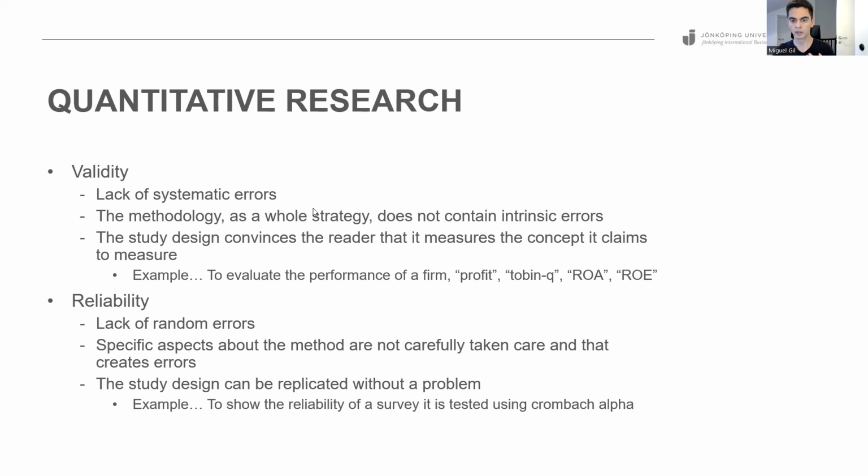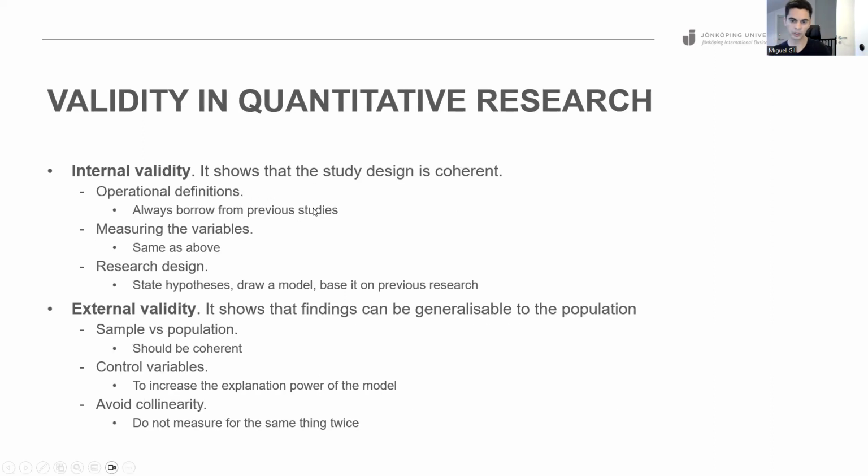and you will also learn how to make it work. So going into more detail, we can actually divide validity into internal validity and external validity. Internal validity, again in simple words, aims to show that the study design is coherent. So here are a few techniques or a few suggestions that you can use to show that your quantitative research has internal validity.